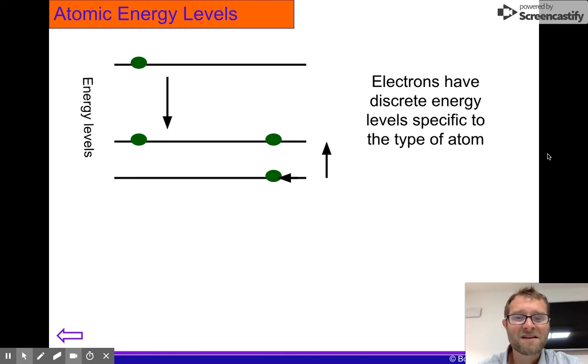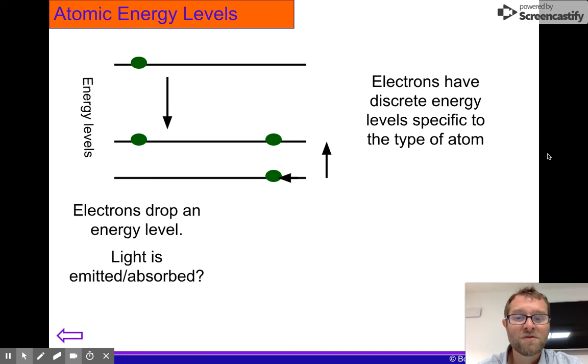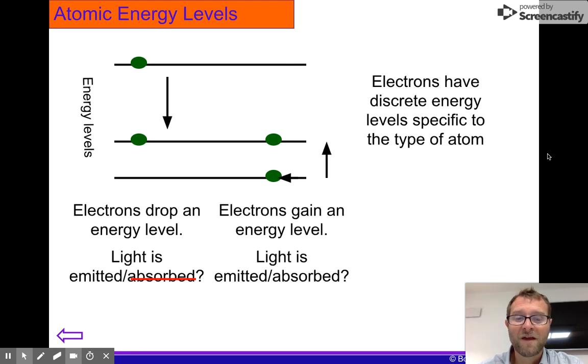So as we excite, it means that we absorb. Electrons drop in energy level, and that means light is going to be emitted. They go from one level to a lower level, and they then release that energy. And that is what we see with the emission lines. And then with the absorption lines, when electrons gain an energy level, so they absorb some energy, the light is absorbed and not emitted in this case.